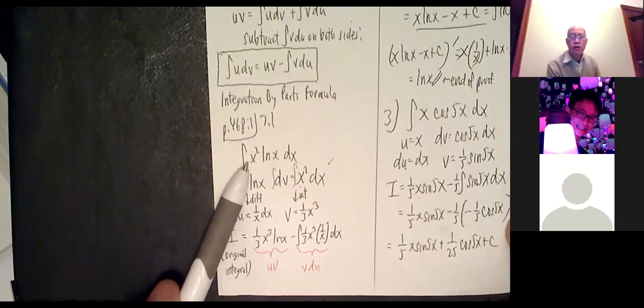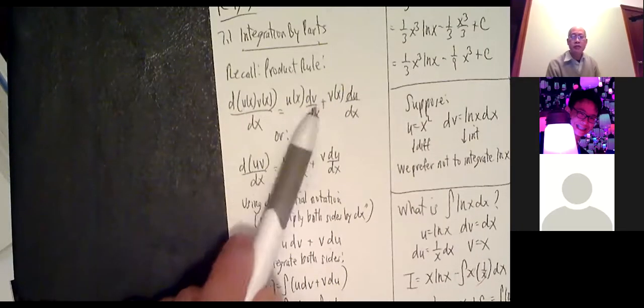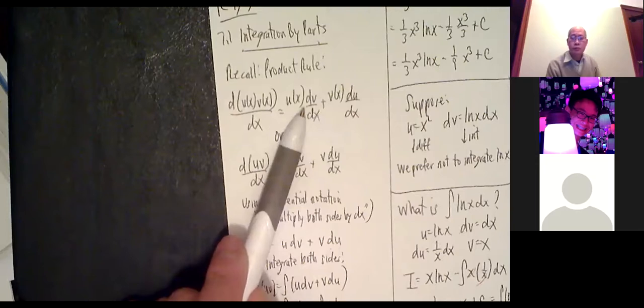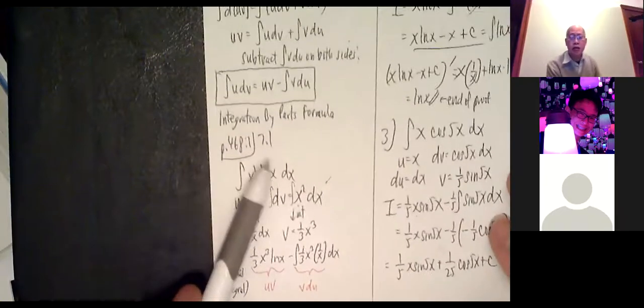I'm not sure if your Calc 1 teacher taught you this, but there's no such thing as a product rule for integrals. There's a product rule for derivatives, right? Here it is: first times the derivative of the second plus the second times the derivative of the first. Or maybe you had fg prime plus gf prime, right? There's no such thing as a product rule for integrals.